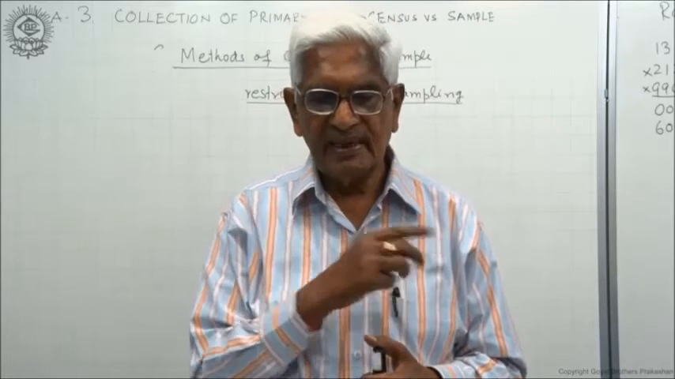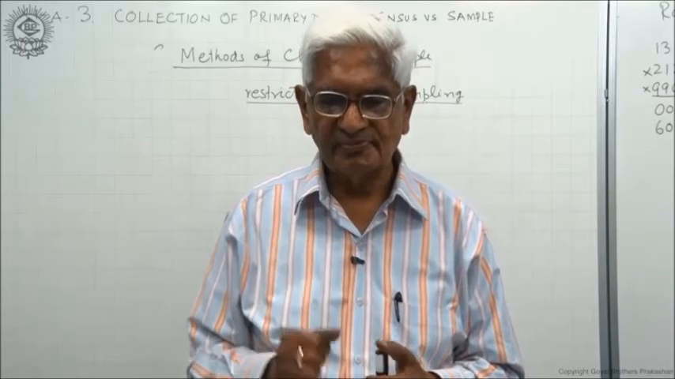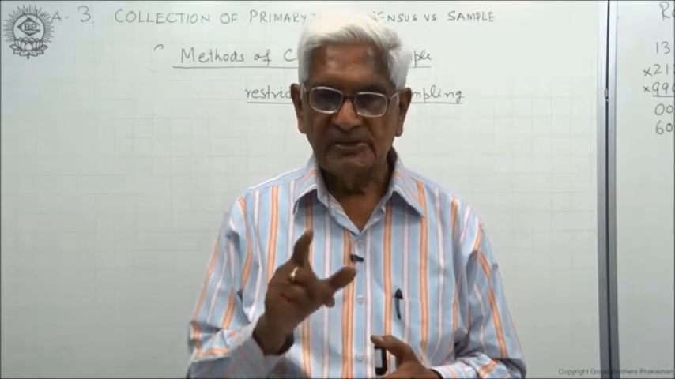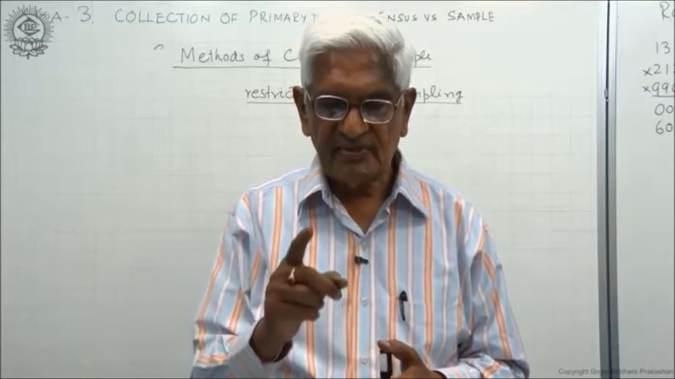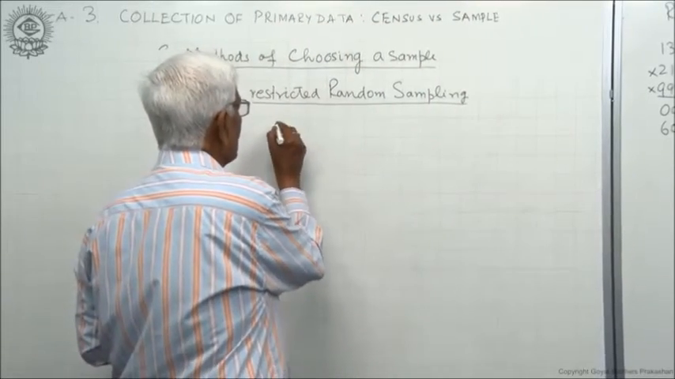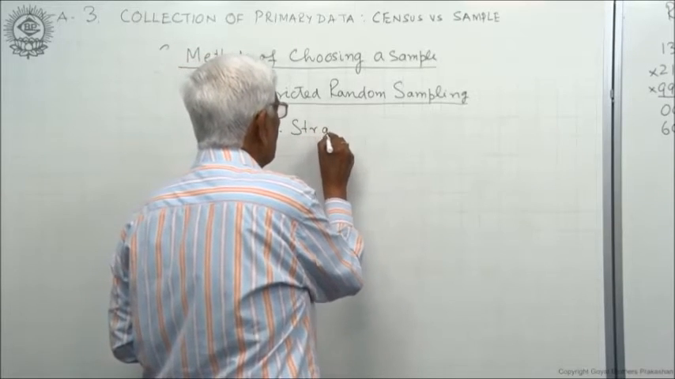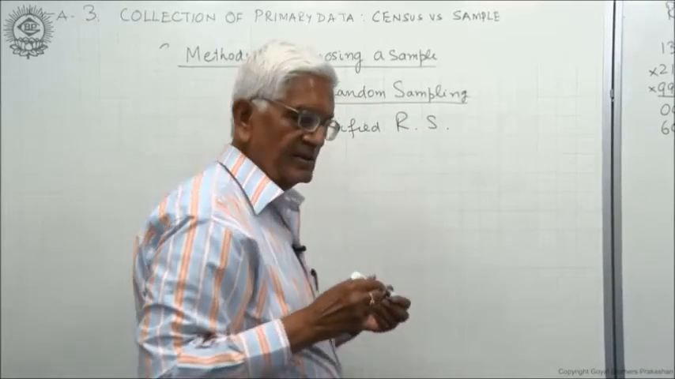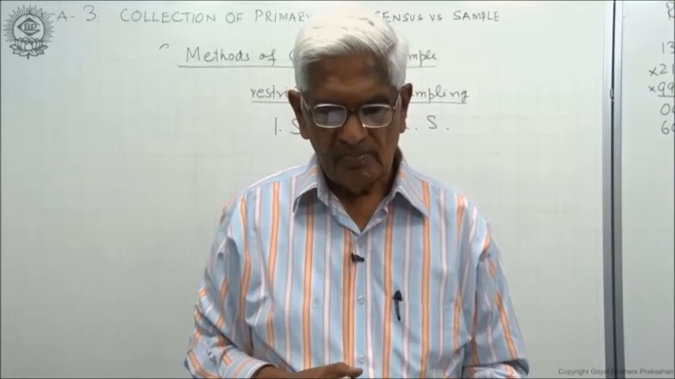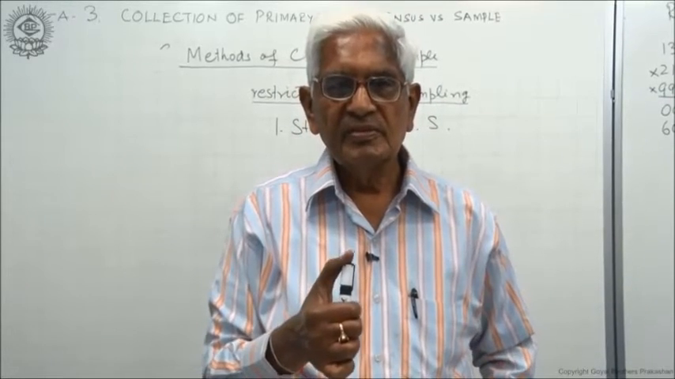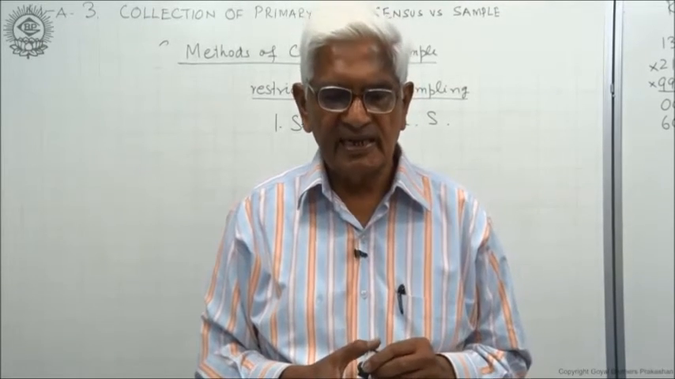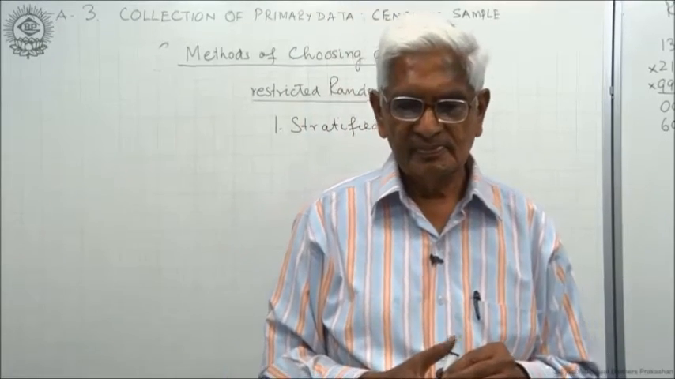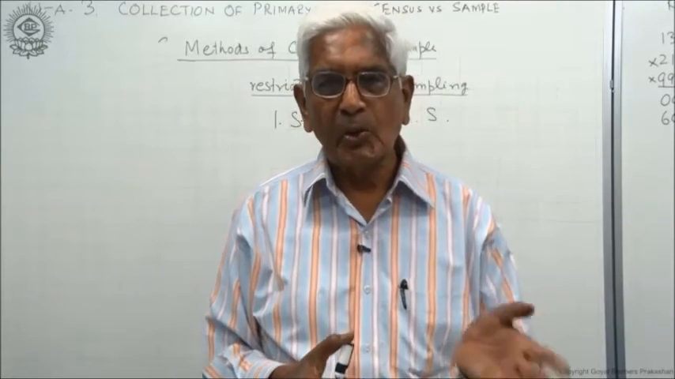We have already seen that there are 3 types of restricted random samples: stratified, cluster, systematic. Let us take first stratified. Stratified random sample. ये stratified जो शब्द है strata से बना है, S-T-R-A-T-A, strata. Strata means groups. So you can always say grouped random sample.